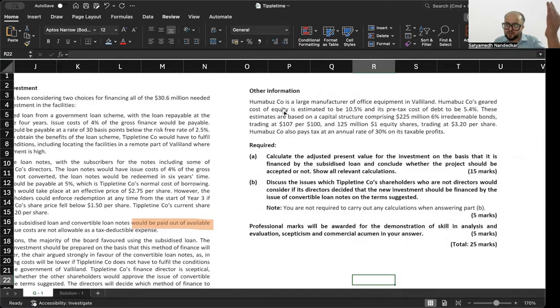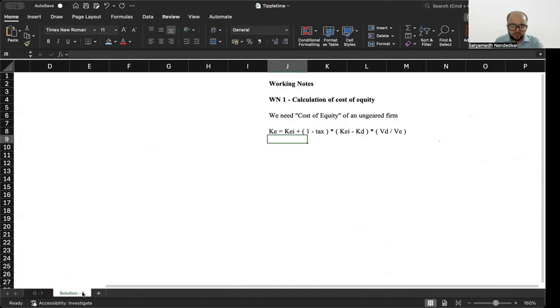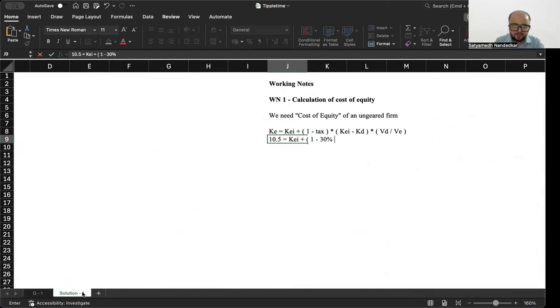Humabu's company is the proxy company. It is a geared company. Its cost of equity is 10.5. So 10.5 is equal to KEI plus (1 minus 30%) into (KEI minus KD), which is 5.4, into VD upon VE. We know KE, sorry, KEI we don't know.